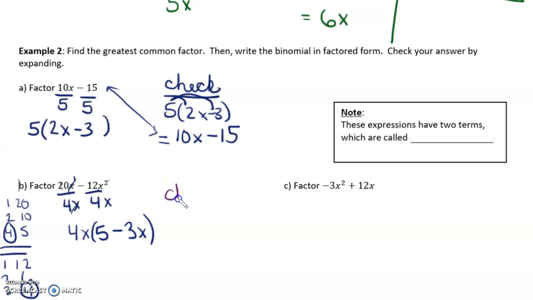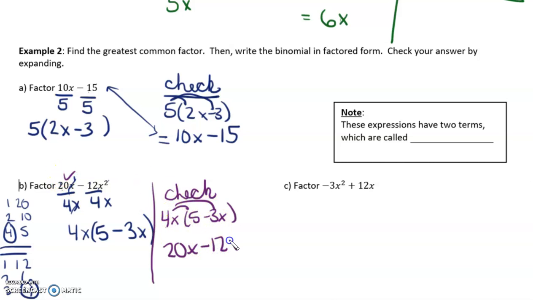Okay, and if we wanted to check, and I'll write this in a different color, we would take our factored form and distribute it back into the bracket. So 4x times 5, we get 20x, which is correct. And 4x times negative 3x, I get negative 12x squared, which is correct.